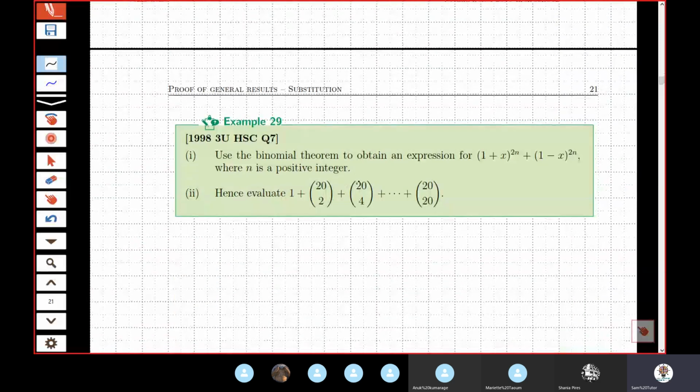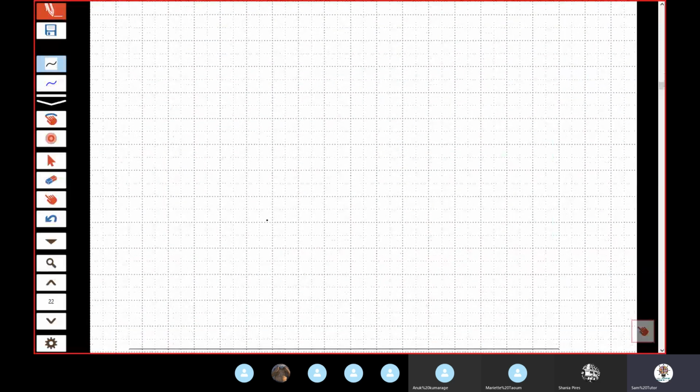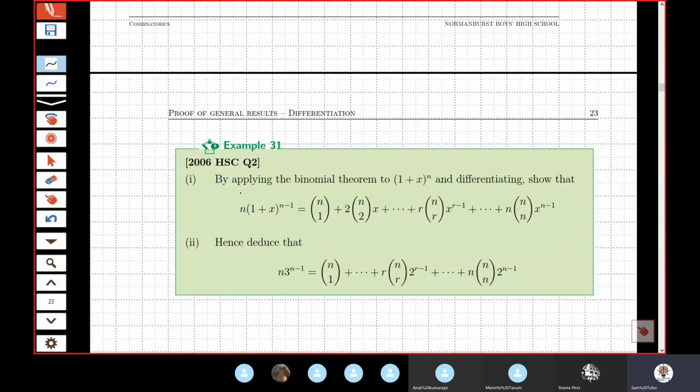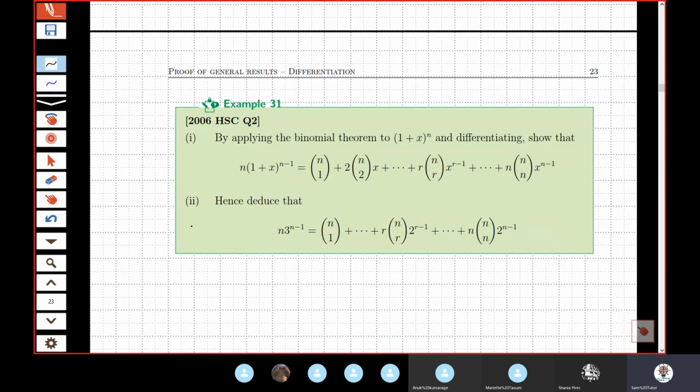We'll do a derivative one. Let me see if I can find it. Okay, there we go. HSC question 2. Obviously, they told you by applying the binomial theorem to this and differentiating, show this, and I think we can show that. I just want to make sure about double I.